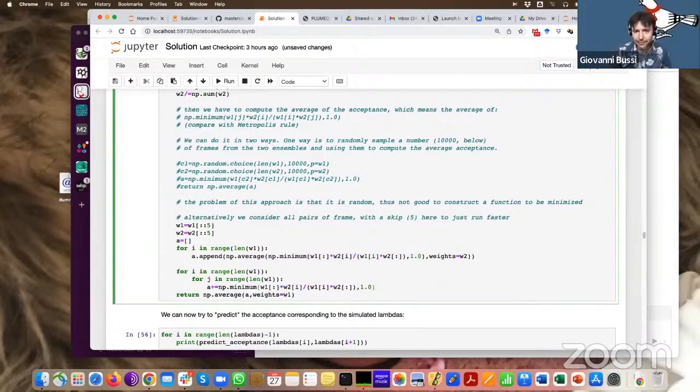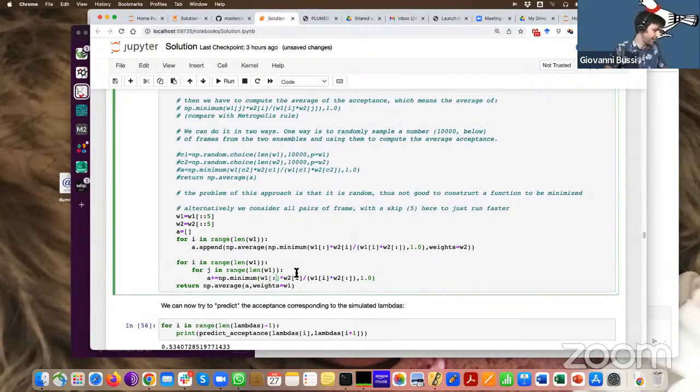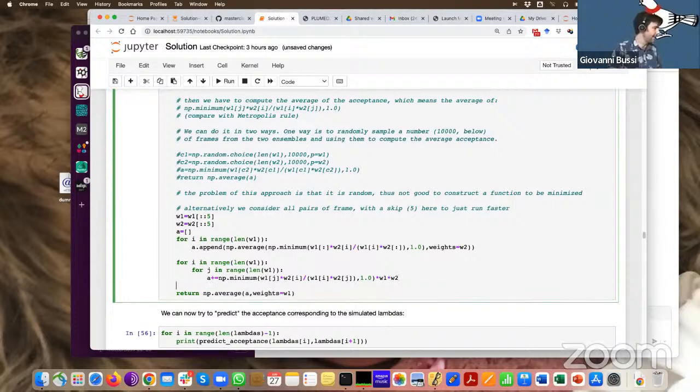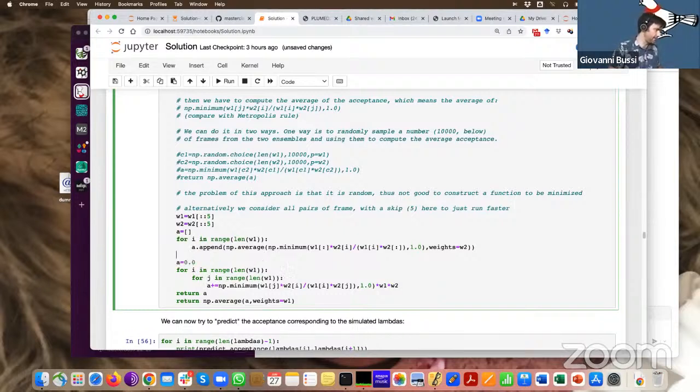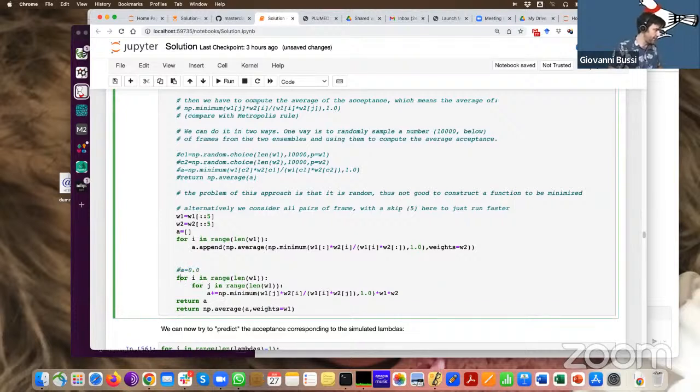This will be the acceptance if I try to exchange between these two snapshots. Okay, but then I have to consider that the probability to extract the first frame from the first ensemble is W1, and for the second ensemble is W2. And then I have to return A. And I can do like this, A equal to 0 with a scalar. This is like an alternative implementation.